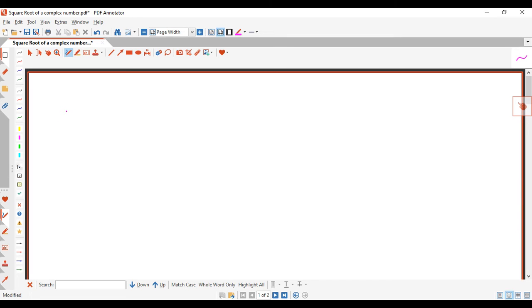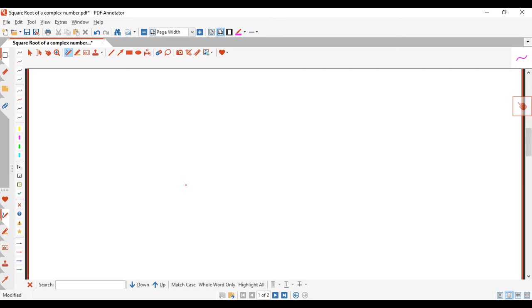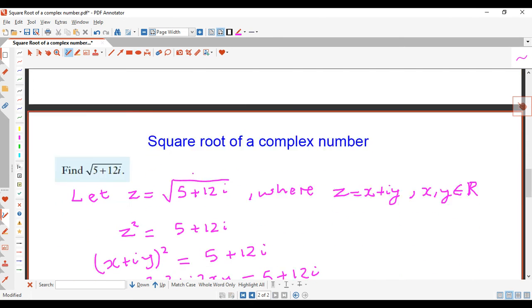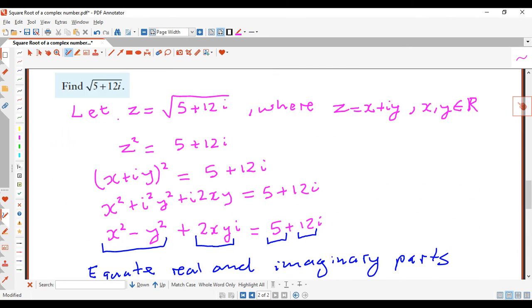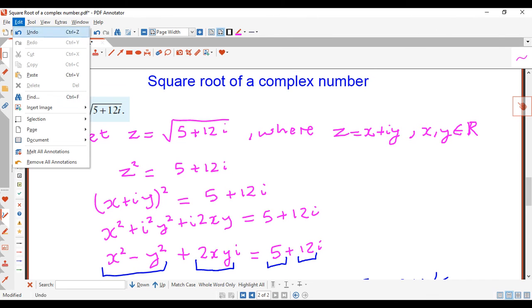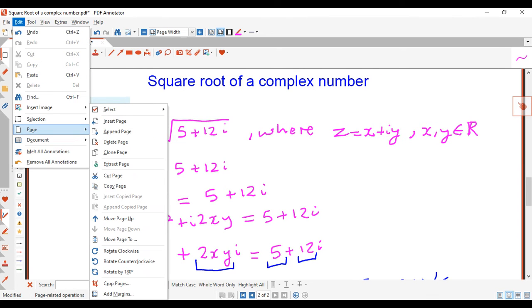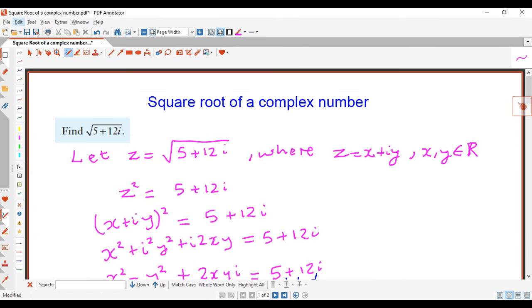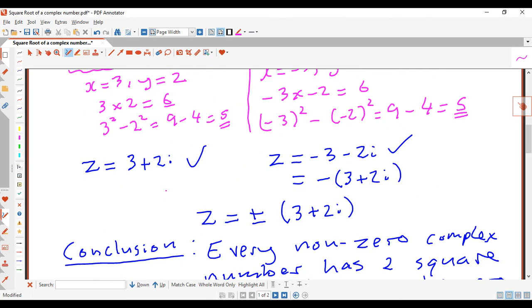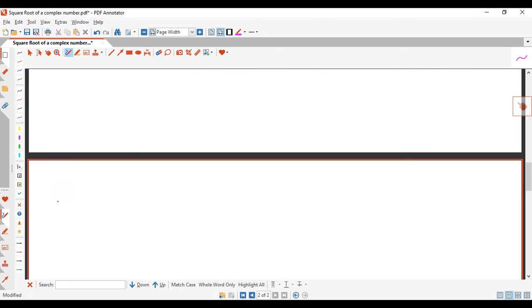All right, so method 2. Let's have a look at method 2. Actually, I'm just going to swap those pages around. Okay, so make this page 1. So edit, page, move page up. There we go. All right, so let's have a look at method 2 then.